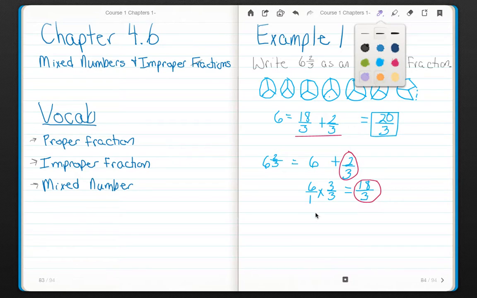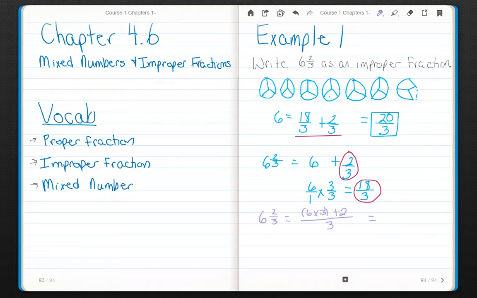The third, and probably the most efficient way, is to say that 6 2/3 is 6 times 3 plus 2 all over 3. Using my order of operations, 6 times 3 is 18 plus 2 is 20 all over 3. Because it takes 3 pieces to make a whole, so if I have 3 pieces times 6 wholes, I have 18, plus the 2 I already have, 20 thirds.